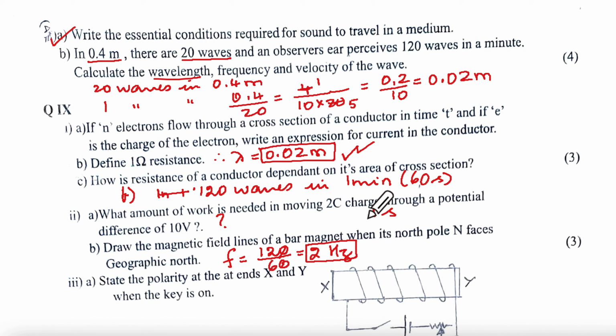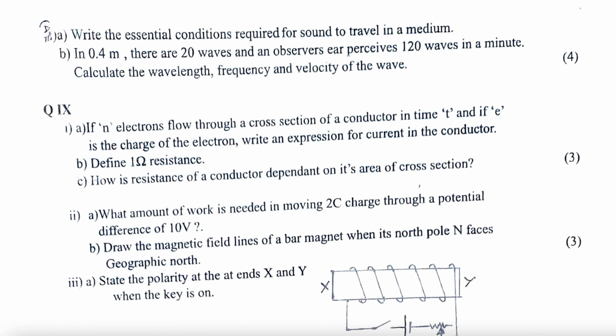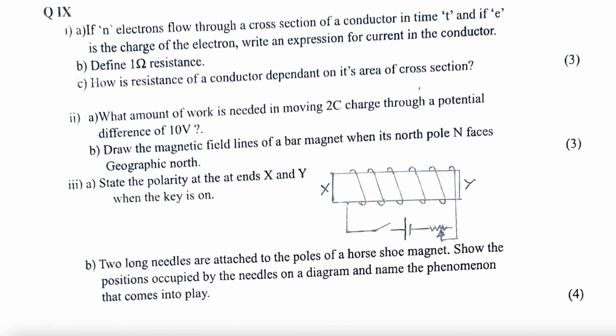Now we got the wavelength, we got the frequency. What is the relation between V, F and lambda? V is equal to F times lambda, so that is 2 multiplied by 2 upon 100. Correct? How much is that? 4 upon 100. So 0.04 meter per second. Understood how it is? Are you able to do it? Yes, ma'am. Now look at this.